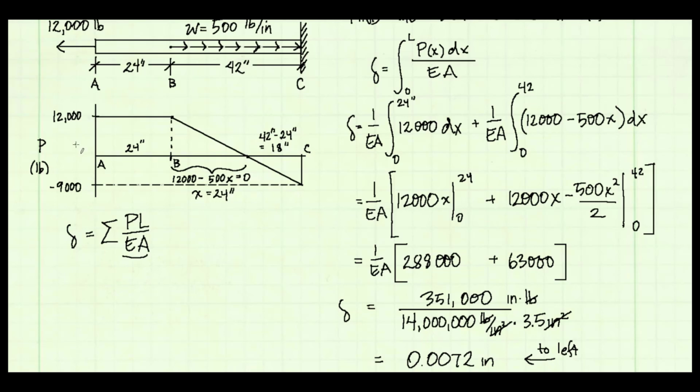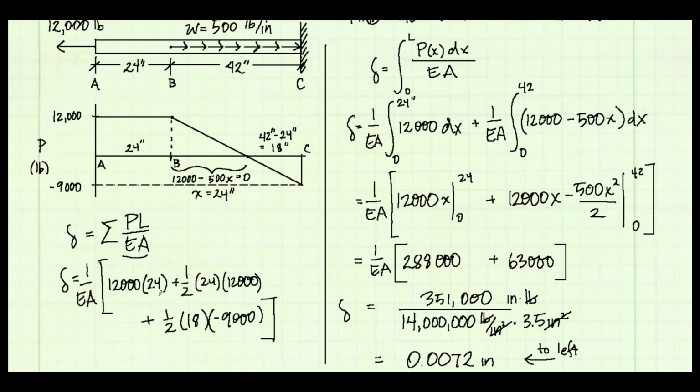P times L is just the area under our curve. This is our internal force plotted as a function of length. So the area under the internal force diagram is P times L. So we can just break it up into a rectangle and two triangles.